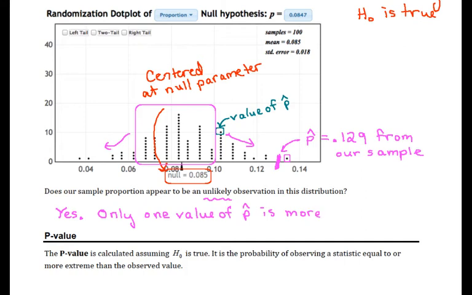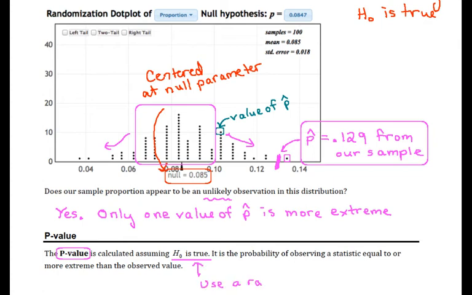And to just be clear about the different ways I'm using p hat, some of these are hypothetical p hats from the randomization distribution based on the null hypothesis. The one in purple here is the only one that really comes from our sample, right? So we're looking at our p hat in a distribution of hypothetical p hats. And this question leads us to what we call a p-value. A p-value is calculated assuming the null hypothesis is true, which means that we can use the distribution we have above. So we can use a randomization distribution.